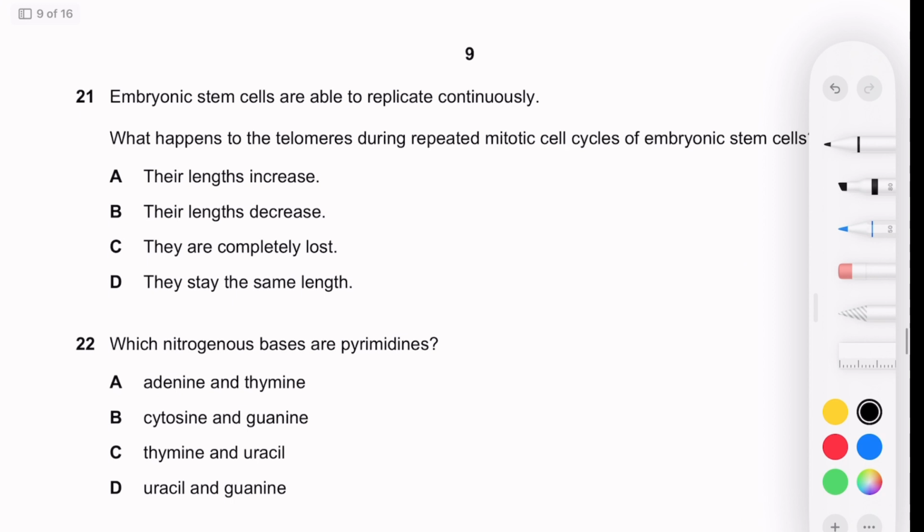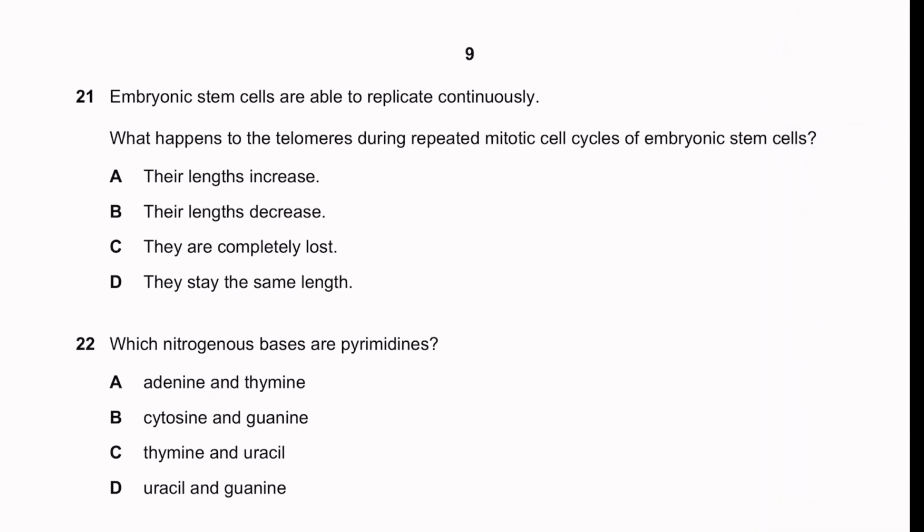Now for 21. Embryonic stem cells are able to replicate continuously. What happens to the telomeres during the repeated mitotic cell cycles of embryonic stem cells? Well, basically, stem cells have the enzyme known as telomerase. Telomerase is an enzyme that is going to avoid the breakdown of telomeres and avoid them shortening in length, in order to allow the cell to undergo mitosis continuously. Telomeres are like protective caps of chromosomes. Once you lose them, you're going to eventually start to lose the genes.